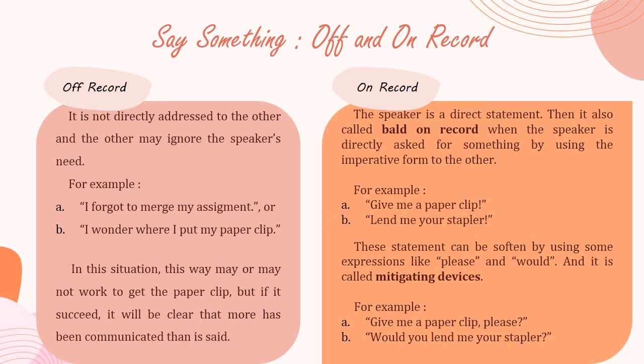This statement can be softened by using expressions like please and would, which are called mitigating devices. For example, give me a paperclip please, and would you lend me your stapler?